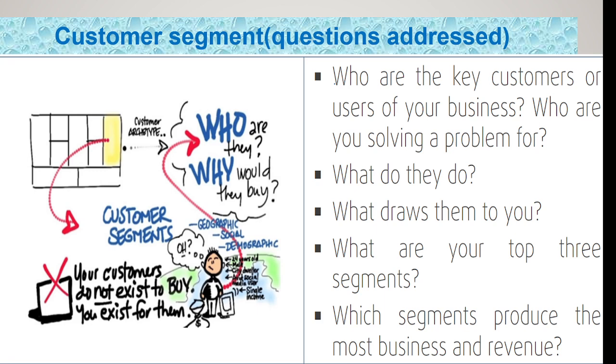The customer segment, still on customer segment, there are some of the questions you need to address when you are on this customer segment. You've classified them, maybe by market type, maybe by income levels, maybe by geographical area. You need to ask yourself questions and you answer them. Who are the key customers or users of your business? High income earners. It's up to you to answer. Who are you solving a problem for? Are you solving a problem for the people living in the urban areas? It's up to you to answer.